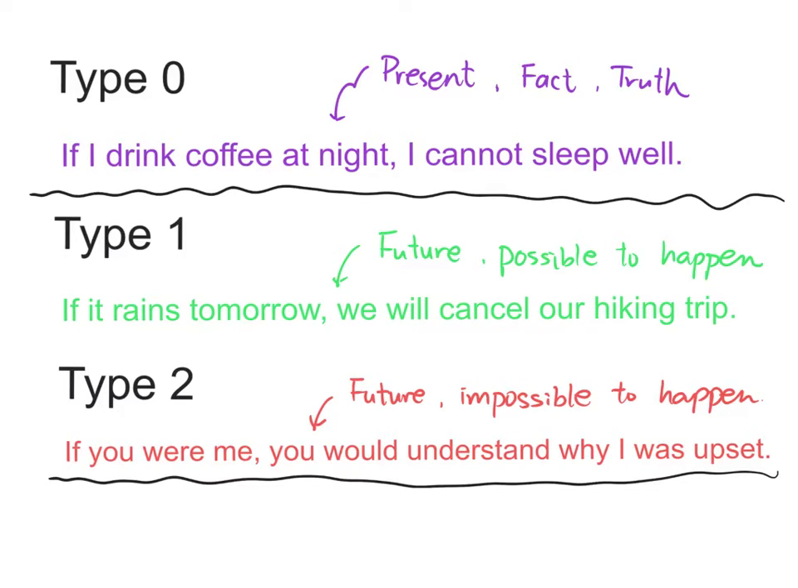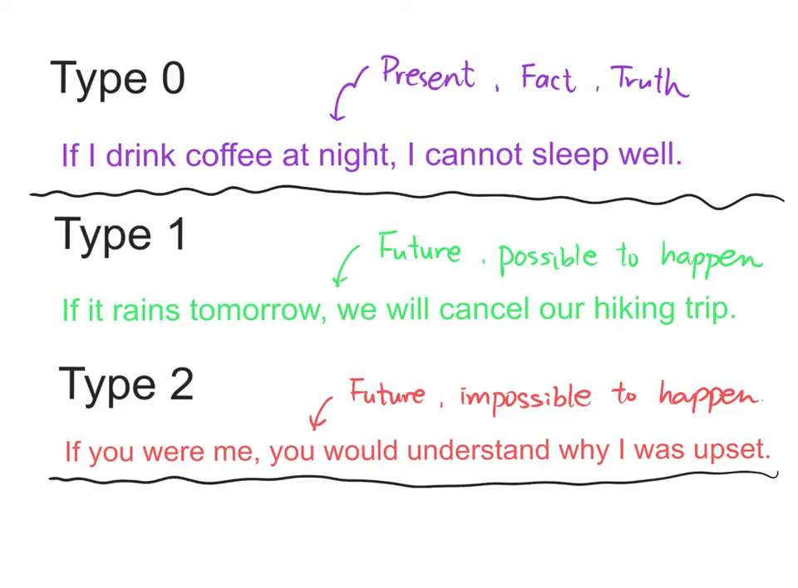Yes, actually the verbs used in these 3 conditional sentences are different. For example, in type 0, you will see present tense. In type 1, you will see present tense plus future tense. In type 2, you see past tense and would infinitive. We use these tenses to distinguish different types of conditional sentences. Then why do we need different types of conditional sentences? Because we use them to talk about different conditions.